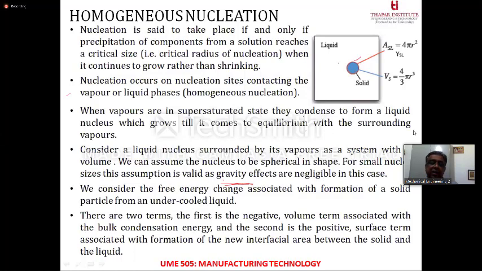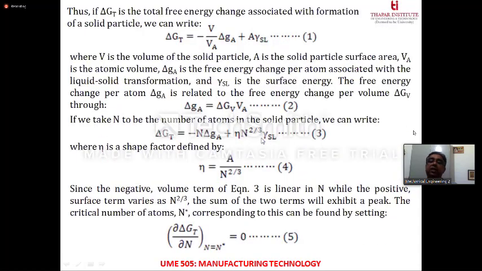Now, in terms of bulk condensation energy and the surface energy, we have two basic terms that are utilized, based on Gibbs free energy. Delta GT is the total free energy change associated with the formation of a solid particle.